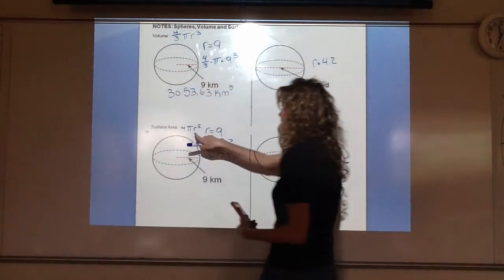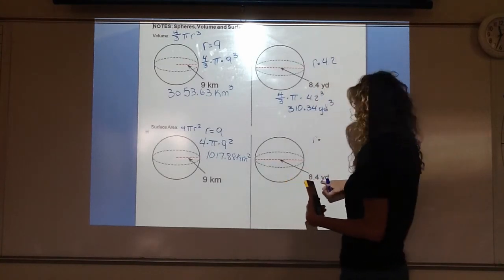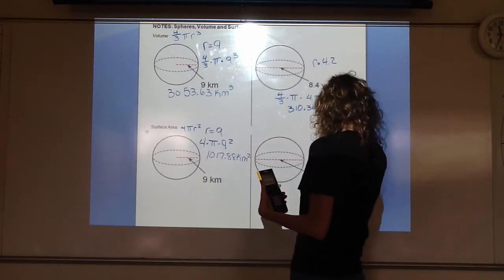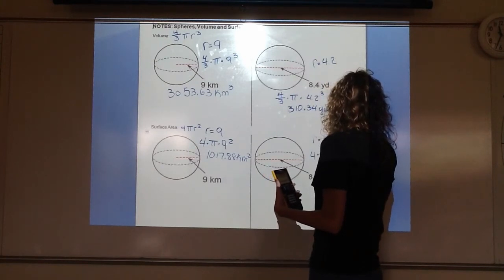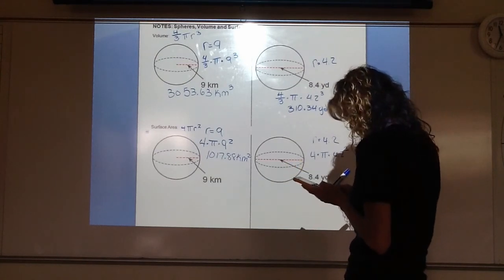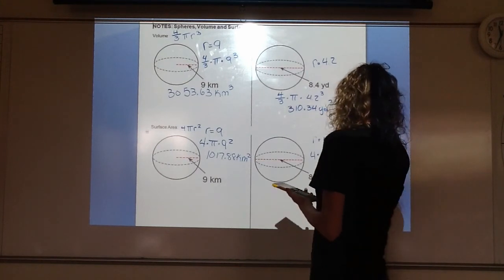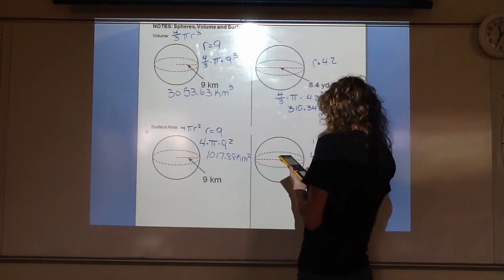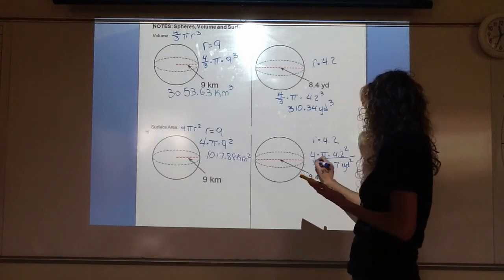Okay, I'm going to use my same formula, 4 pi r squared. So I need the radius. Since the diameter is 8.4, that makes the radius 4.2. So in my calculator, I'm going to go 4 times pi times 4.2 squared. I'm going to go 2 decimal places. And so the total surface area of this sphere is going to be 221 and 67 hundredths square yards, or yards squared, because it is area.